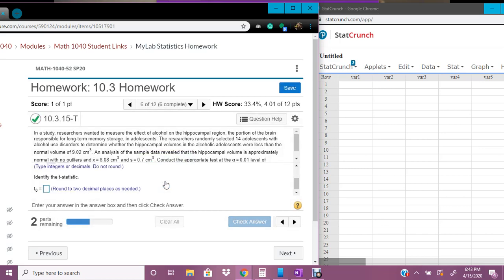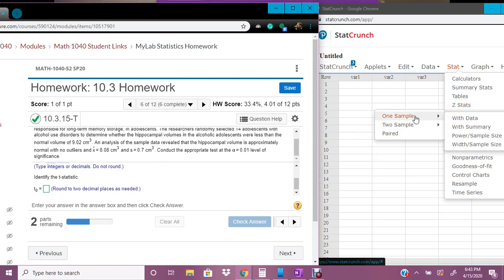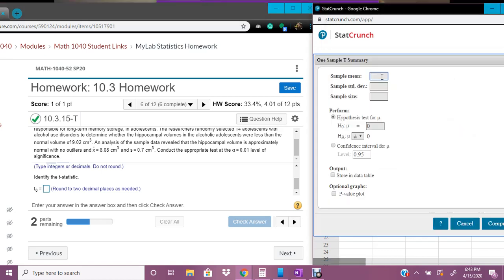Okay, now we're going to find the test statistic, or the t-statistic, there are a couple of different names for this number, but the t-stat. Just like in the last test, in chapter 9, maybe chapter 8, we would go into Stat, and we would go into T Stats, because we're talking about a mean. A mean means that we're using t-stats. And it only gives us the data for one sample, so we're going to go to One Sample, and then With Summary, because that's what it gives us.